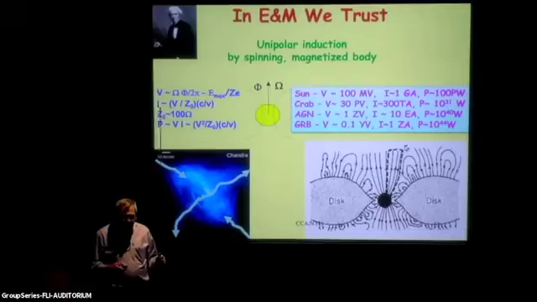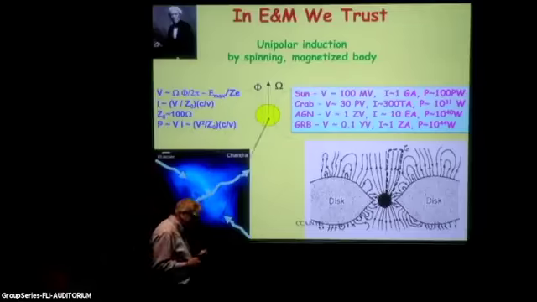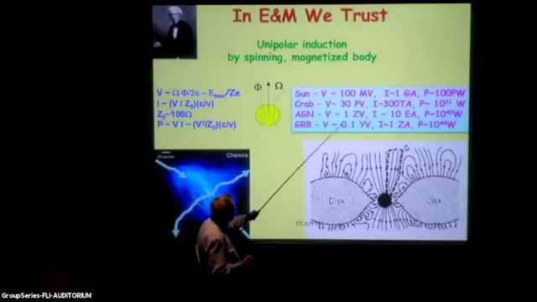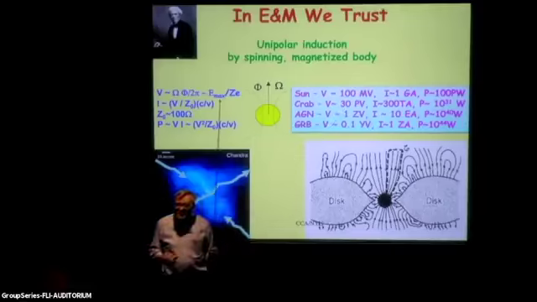If you go through all of that in simple ways, in a GRB, it's 100 zeta volts. It's 10 to the 23 volts, or 10 to the 14 GeV for particle physicists. In AGN, it's zeta volts, and for the Crab, 30 petavolts.